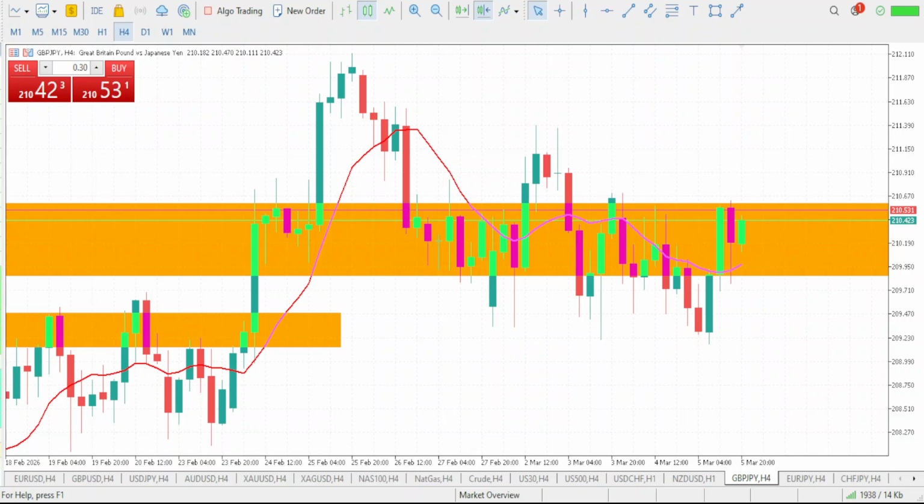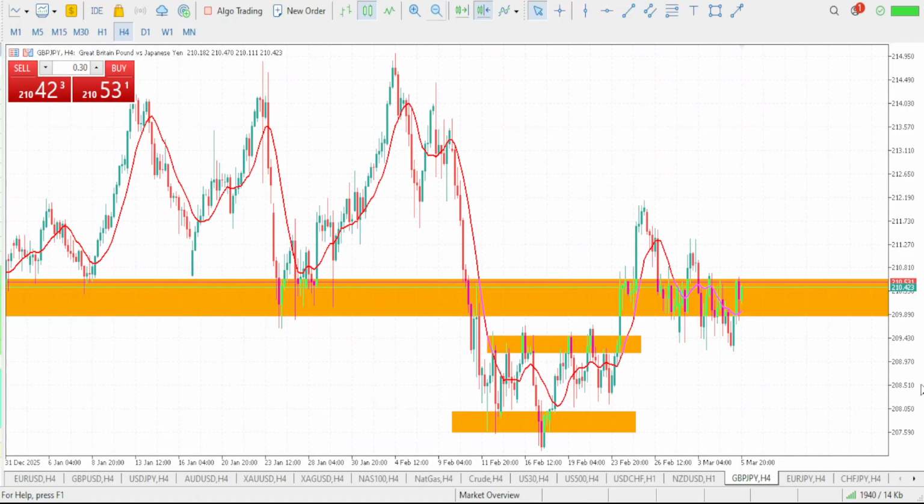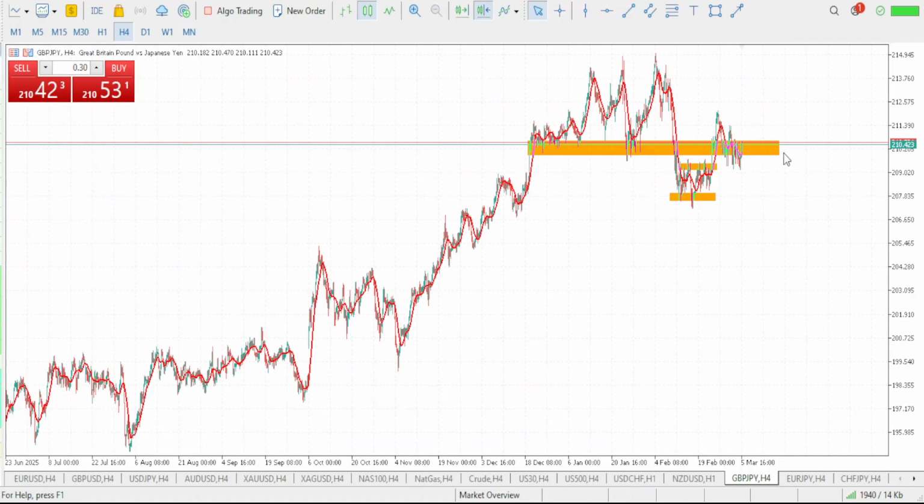So this will be our trend for the day on our GBP USD. So we did analysis yesterday. I told you guys that GBP JPY is literally ranging.